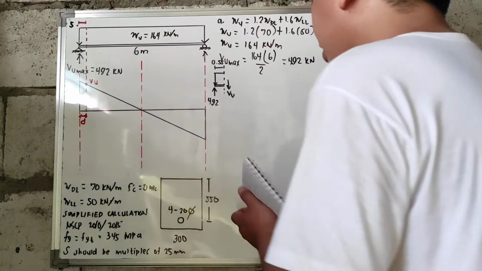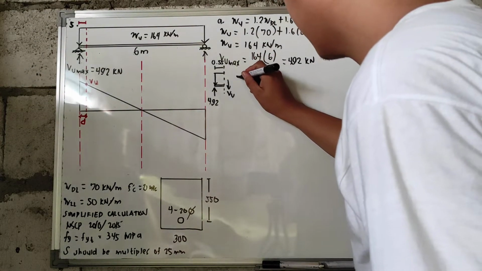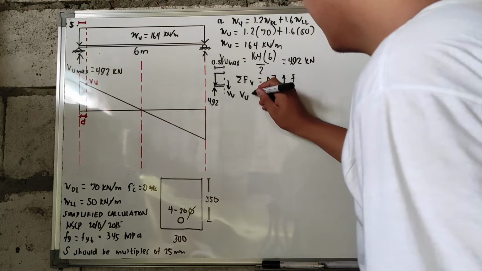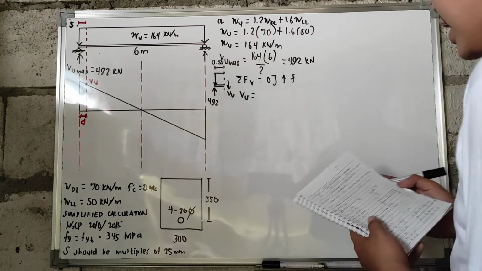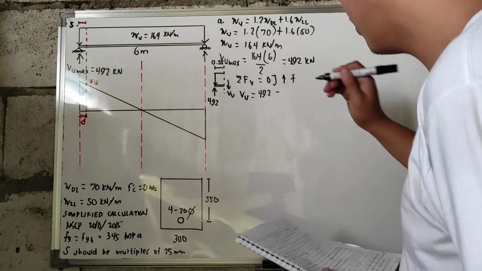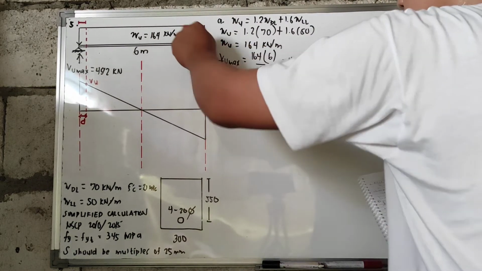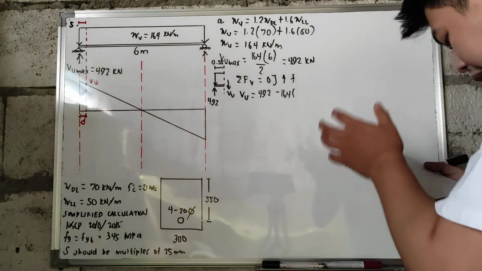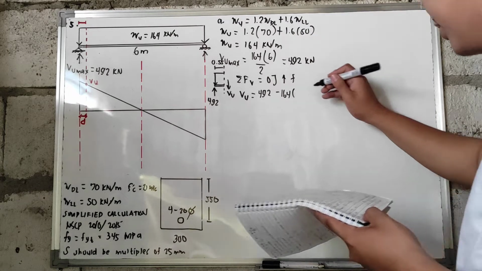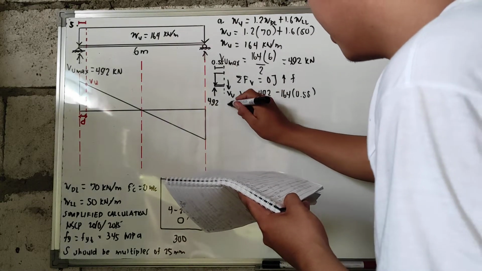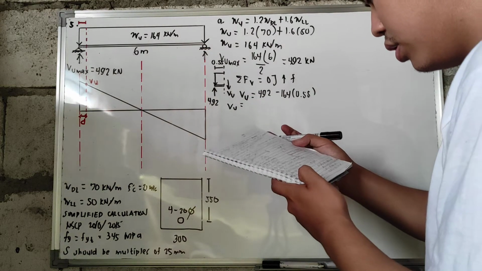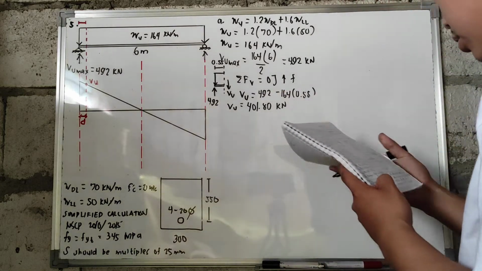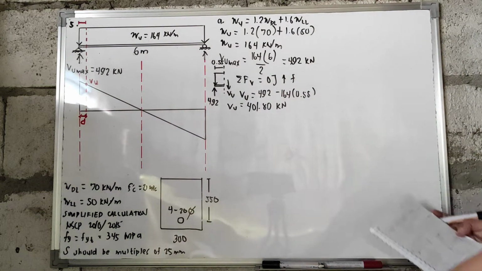So, kapag kinonsider natin yung left section, that is equivalent to summation of forces, vertical, upward is positive. So, Vu is now equal to, so meron tayong pataas na 492, minus yung pababa. So, ano yung pababa natin dito? Etong uniformly distributed load, pababa. So, that is 164 multiplied by 0.55. So, the value of your Vu is now equal to 401.80 kilonewton. So, with that, meron tayong value ng Vu.